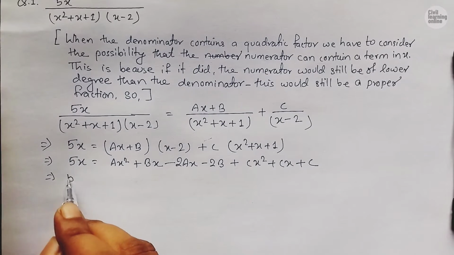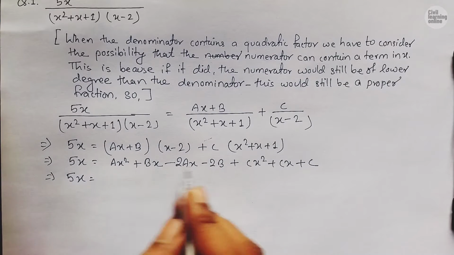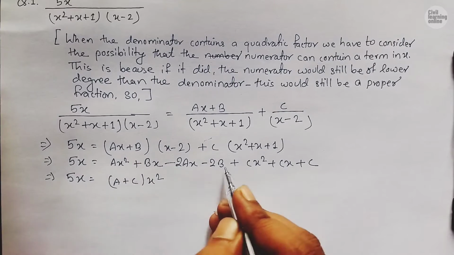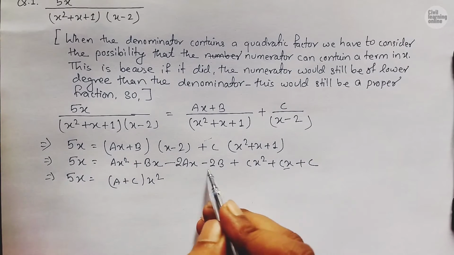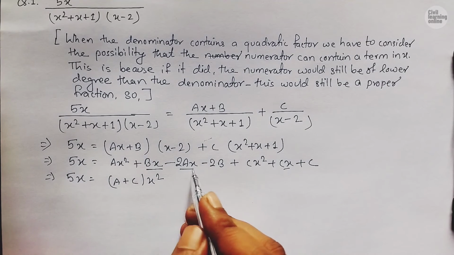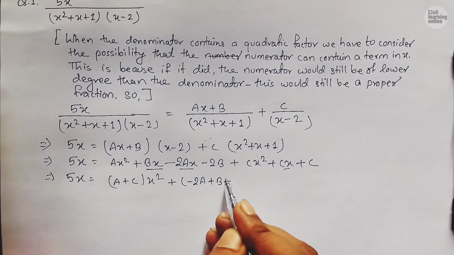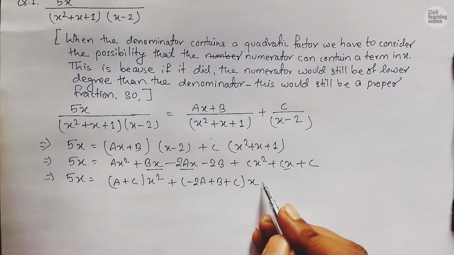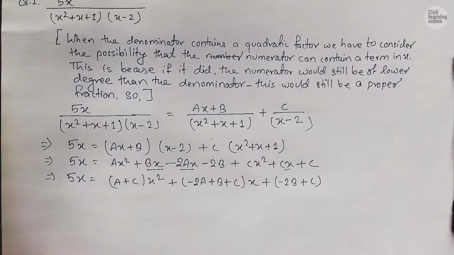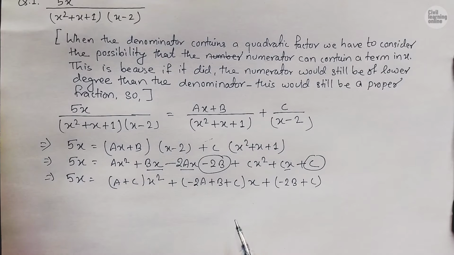So we will have 5x equals to, and take the coefficient of x square common. Taking x square common from both, we will have a plus c times x square, and now x remaining, so we have 3x, and the coefficient which we take x common from them, then we will have plus minus 2a plus b plus c times x, and finally we will have plus minus 2b plus c, because we have one term in which there is no coefficient.